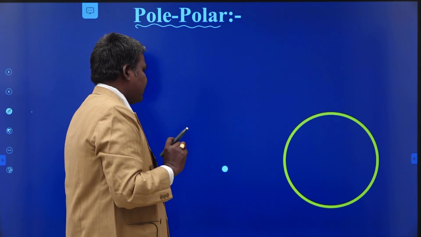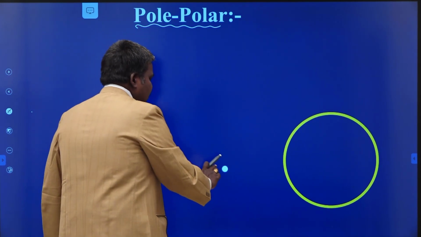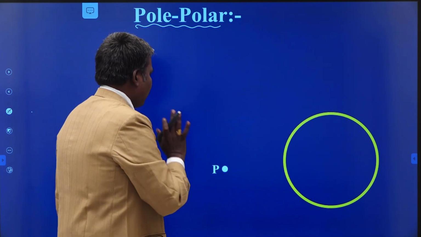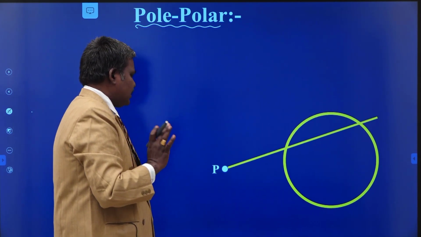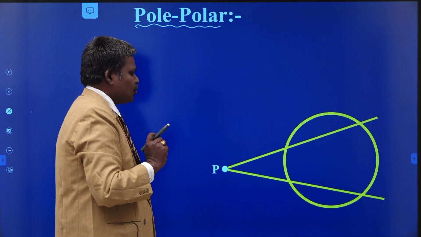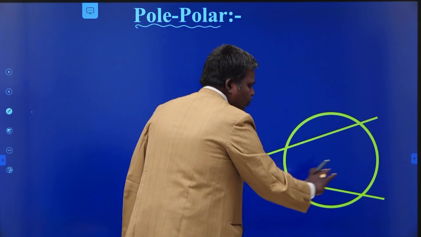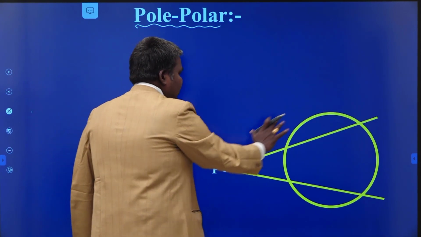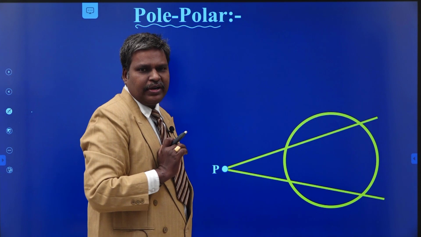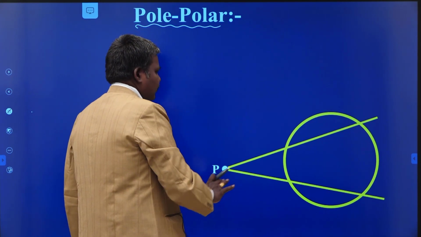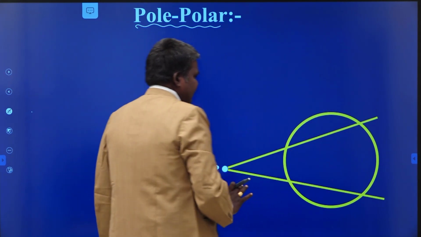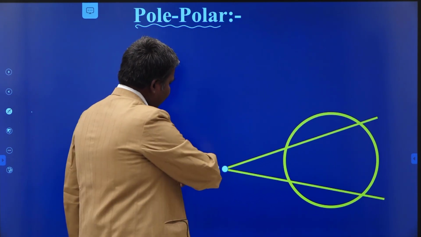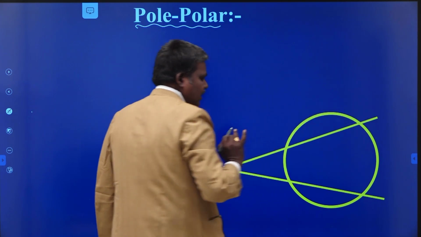So, the experiment is we have to draw secant lines through this point to the circle. This is my point P. I am going to draw the secants through this point to the circle as shown in this figure. How many secants can you draw? You can draw an infinite number of secants through this point to the circle. For the sake of convenience, to draw the diagram neatly, I am drawing only 2 secants.